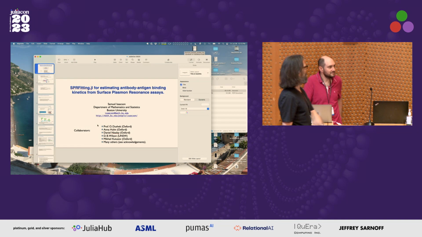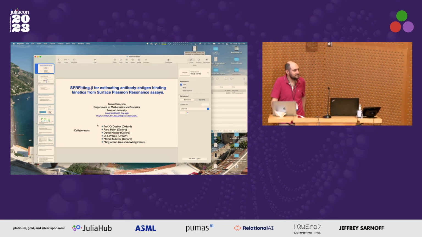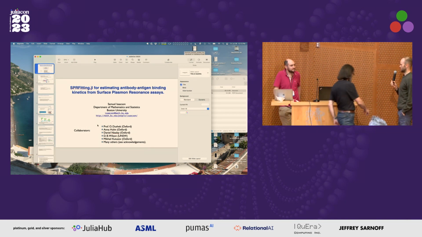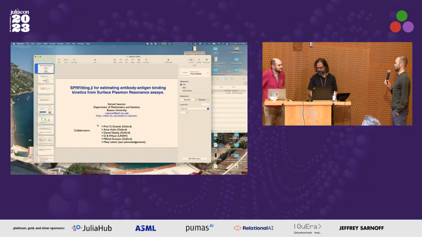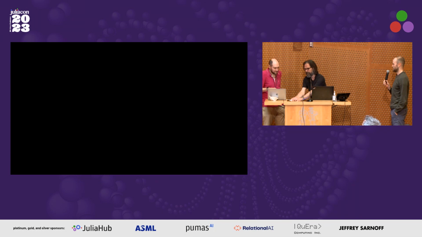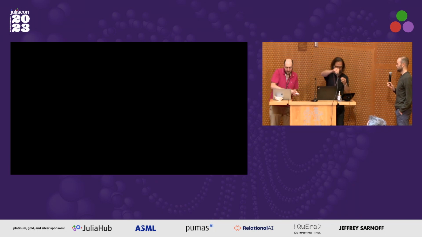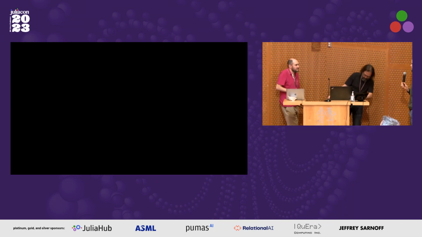So you're estimating, I think, these four parameters, right? And you're using Optimization.jl. Do you also have any sense of the confidence intervals around these parameters? You mean like a statistical confidence interval around them?